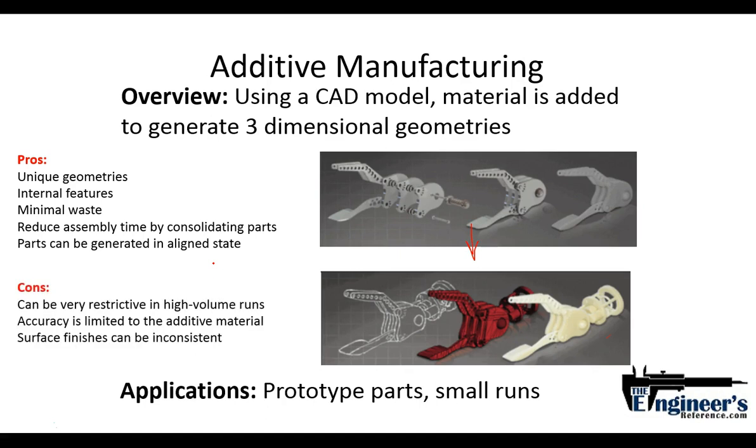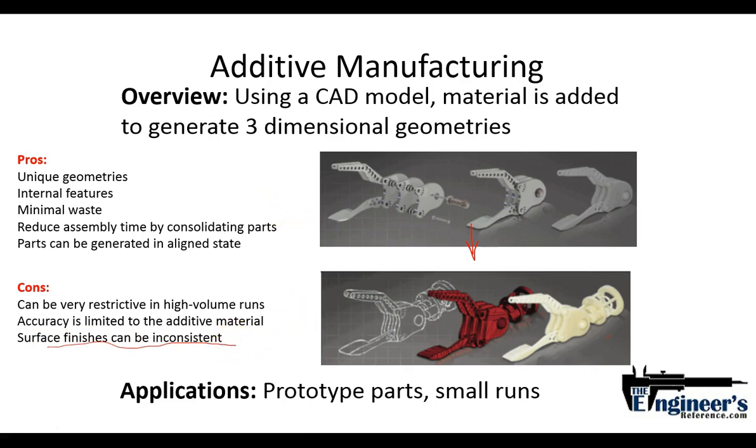Some of the downsides, again: it can be restrictive for high volume runs. Depending on what you're doing, your accuracy can be limited. And I'm going to show you there are some instances where they don't get a really good surface finish. Depending on the orientation of the component, the surface finish can be inconsistent. So again, that depends to some degree on the orientation of the component. But again, I'm talking about a very broad range right now.